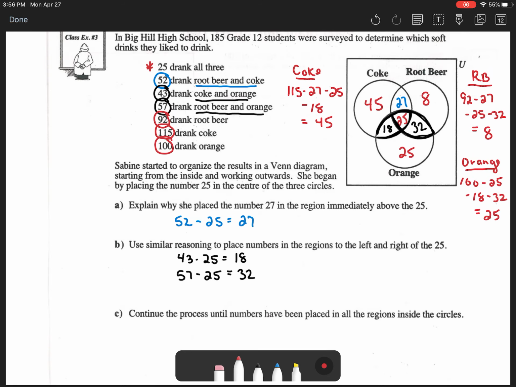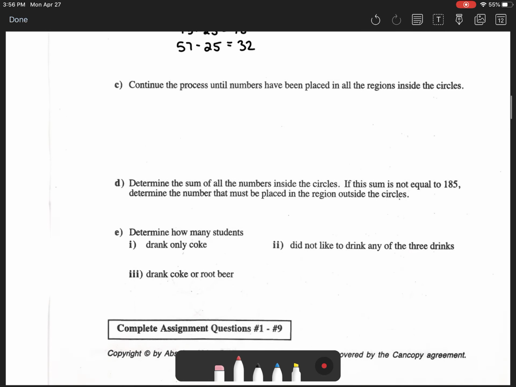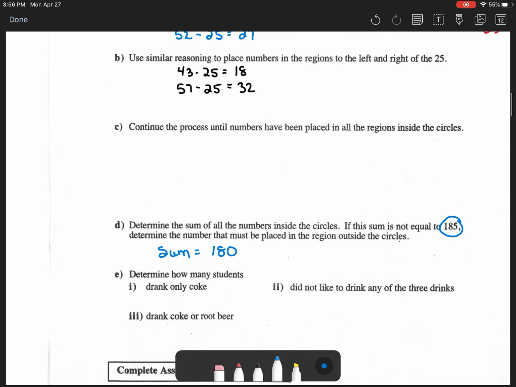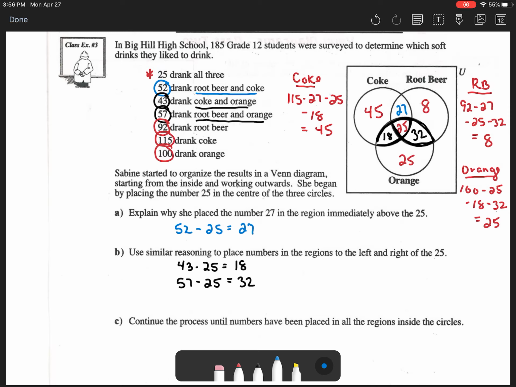Now, the last thing you want to do with this question is add up all of the numbers in the circles, all the circles together, I should say. So you're going to add every single number that you see in that diagram. And that takes us down here to part D, where it says, determine the sum of the numbers inside the circles. So when I add all those numbers together, you're going to see that the sum ends up being 180. Now that's an issue because there were 185 students. So what does that mean? That means that there are 5 students not accounted for.